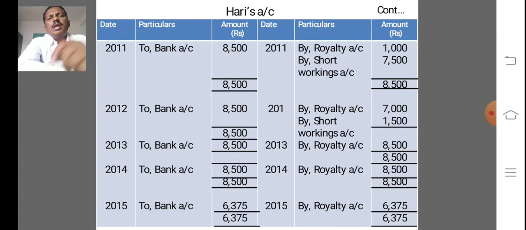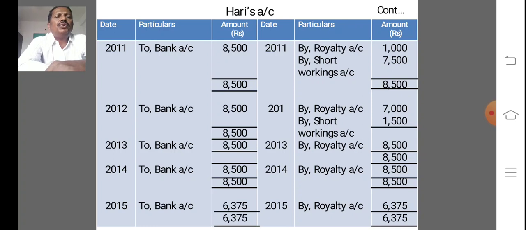And finally we prepare Hari's account, or landlord account. In the year 2011, we pay 8,500 to bank account, in the form of royalty 1,000 and short workings 7,500, total 8,500 we have paid. And in the second year, to bank account 8,500, by royalty 7,000 and by short workings 1,500, total 8,500 we have paid. In the 13th year, to bank account 8,500, by royalty, the entire amount is paid in the form of royalty 8,500.